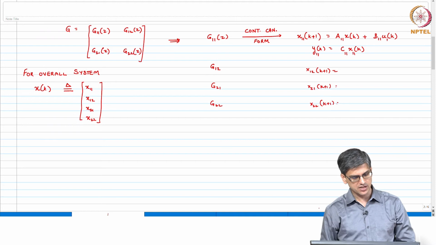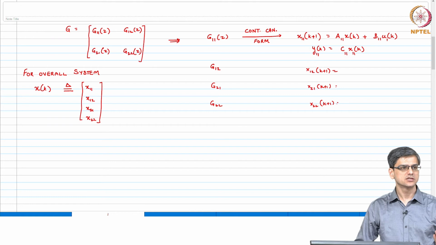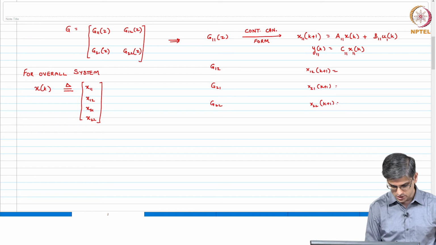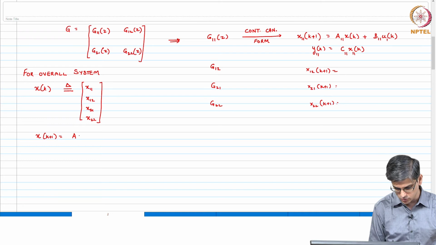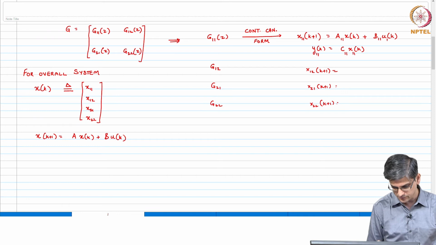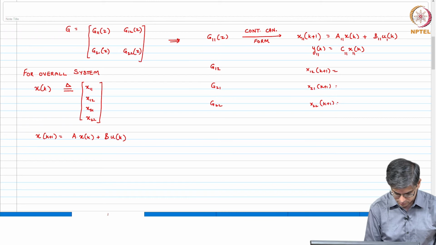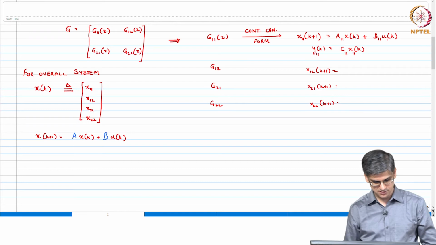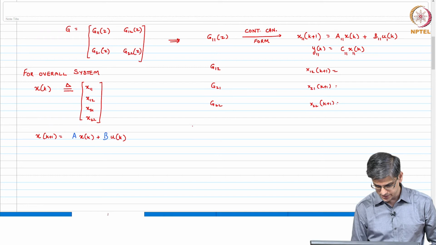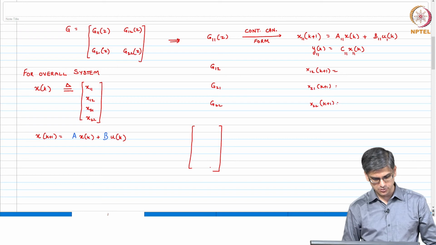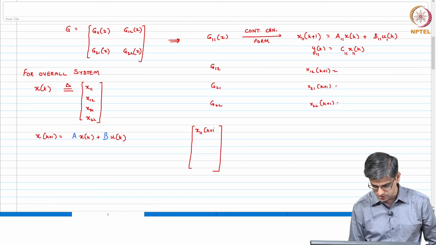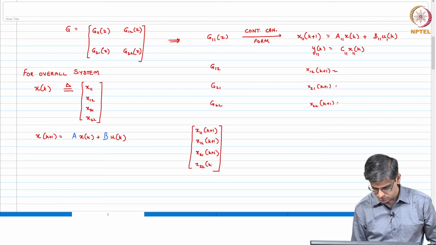So now, how is the overall state space model going to be written? This overall state space model is going to be written as x k plus 1 equal to A xk plus B uk. Let me try something over here. I have never tried this before, so let us see how this works. What that means is, let me just substitute what x k plus 1 is going to be. X k plus 1 is going to be nothing but x11 k plus 1, x12 k plus 1, x21 k plus 1, x22 k plus 1.